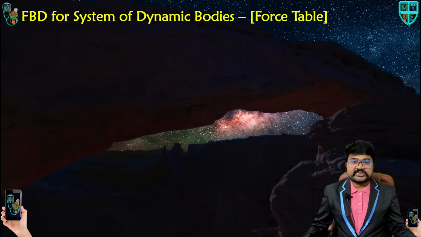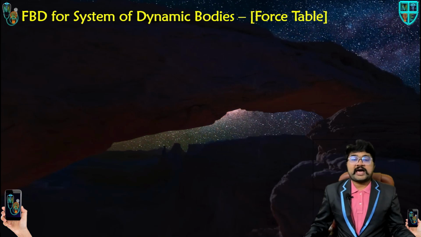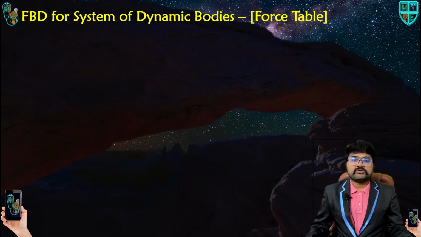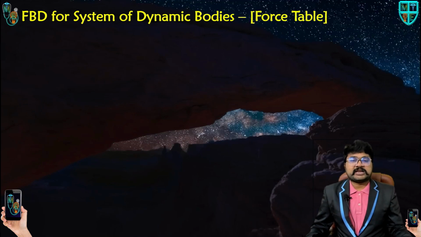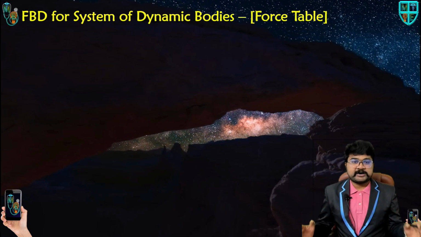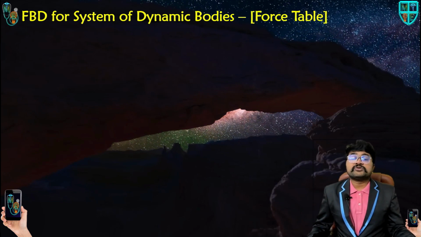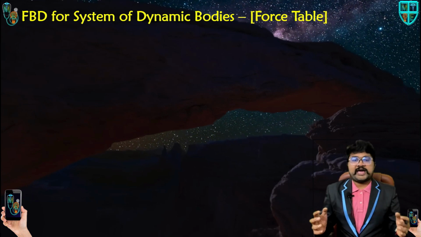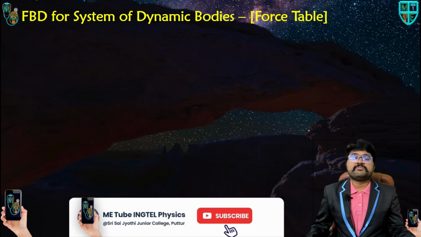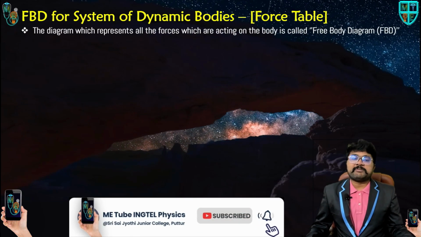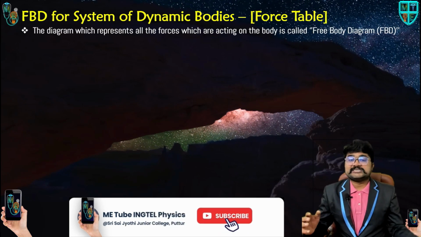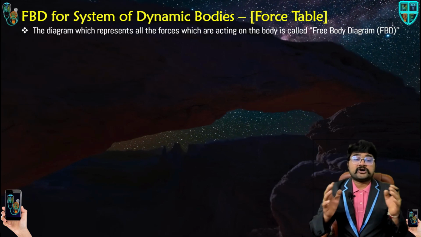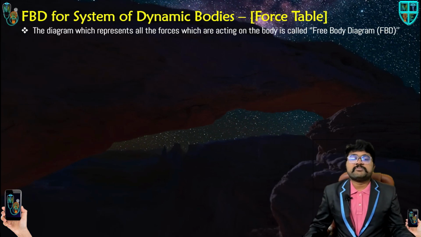For stress strain calculations, we need to draw a free body diagram for dynamic bodies. When the body is in motion, we draw the free body diagram, and then we can apply D'Alembert's principle in order to calculate the force acting along the axis of the wire, that is tension in the wire. Have a look at the table. A free body diagram is a diagram which represents all the forces acting on the body.